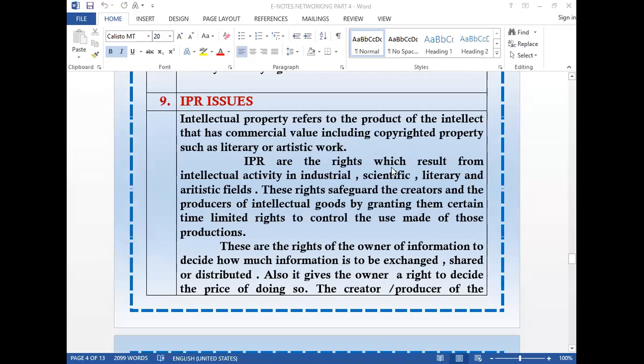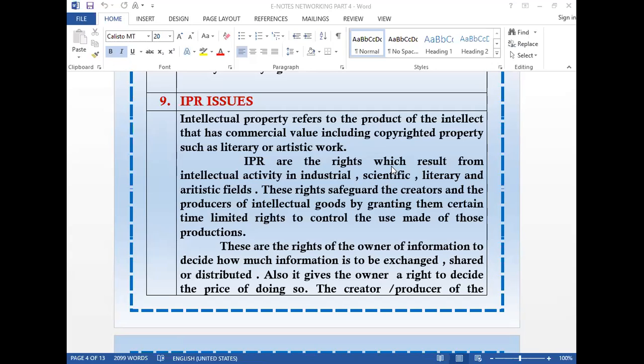Now comes the next concept, IPR issues. Beta, IPR means intellectual property rights. Intellectual property generally means any product, any creation done by any person. When any person creates any product, he becomes the sole owner of that product, and the product has some commercial value.